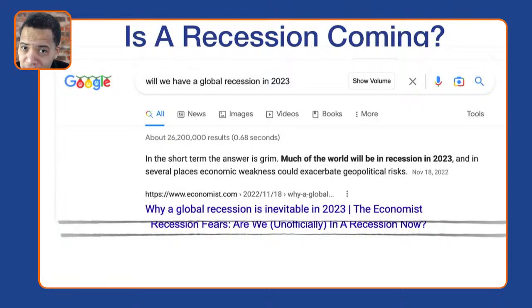We asked Google, and Google goes and asks the subject matter experts in the industry, finds the best ones, and lists them in ranking order from 1 to whatever, right? The first thing we see here is from economist.com. In the short term, the answer is grim, right? Let me share about will we have a global recession. In the short term, the answer is grim. Much of the world will be in a recession in 2023. And in several places, economic weakness could exacerbate geopolitical risk. Right? Geopolitical risk. That was an article from November 18, 2022.